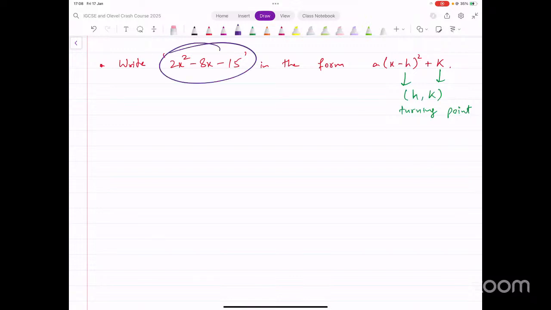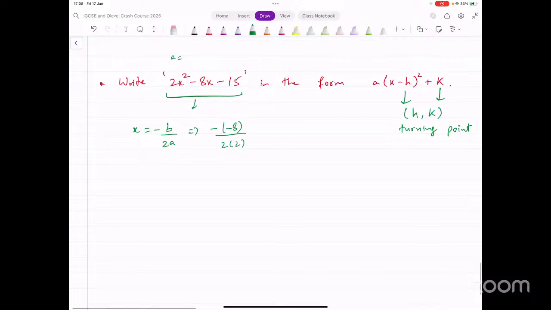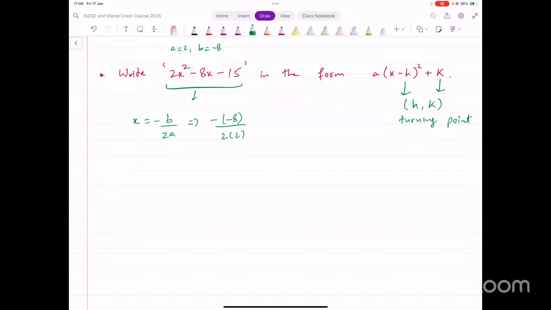So you've got this expression. How do you find the turning point of a quadratic expression like this? We know the formula for that, x equals minus b over 2a. What is that going to give us? Minus into minus 8 divided by 2 times 2, right? Because in this form, a is equal to 2 and b is equal to minus 8. So we get minus into minus 8 divided by 2 times 2, and that simplifies to 8 over 4, which is 2. That means the x coordinate of the turning point is 2. Okay.